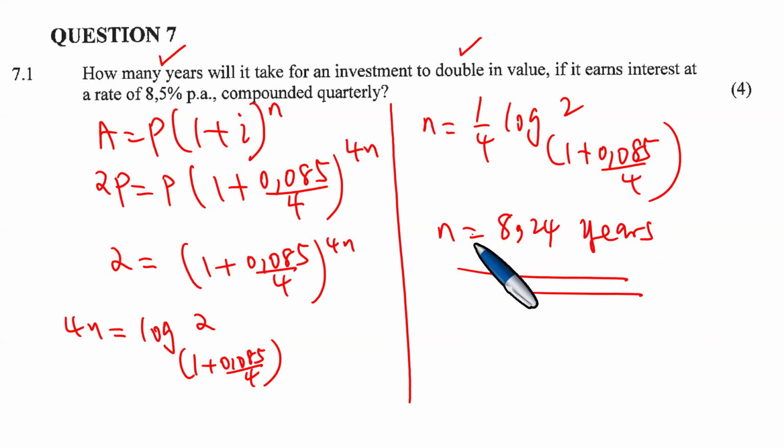So it would take 8.24 years for the investment to double in value. If the investment doubles in value, you start with an investment P, and the investment becomes 2P. So now you divide by P and you get the answer here. Right, so this is something you need to think about. It's something you need to know. Let us look at the next question.